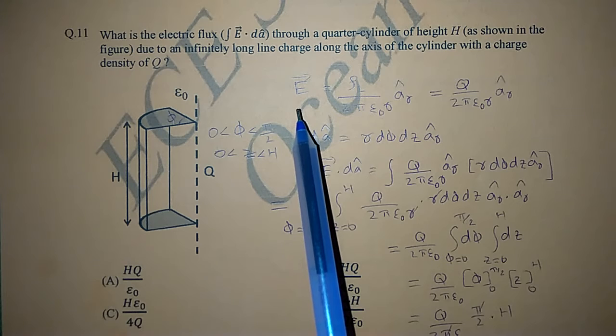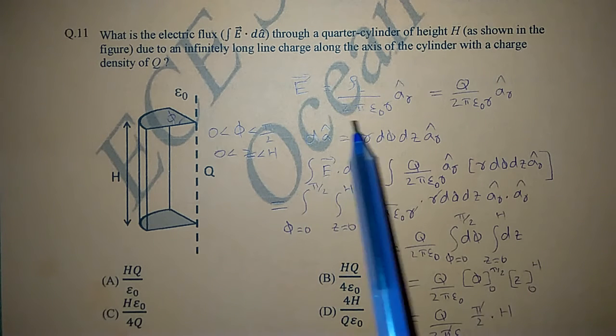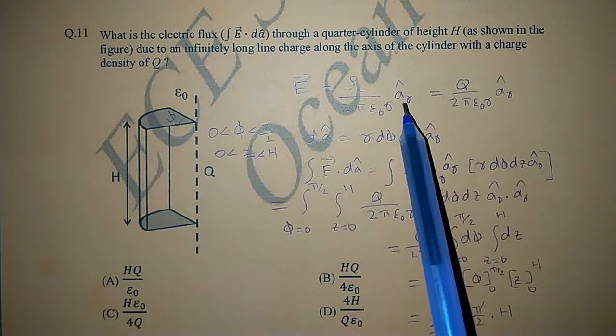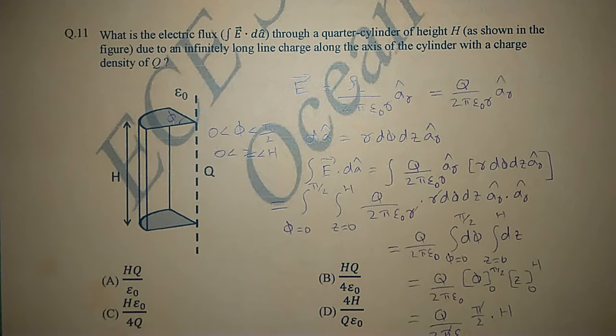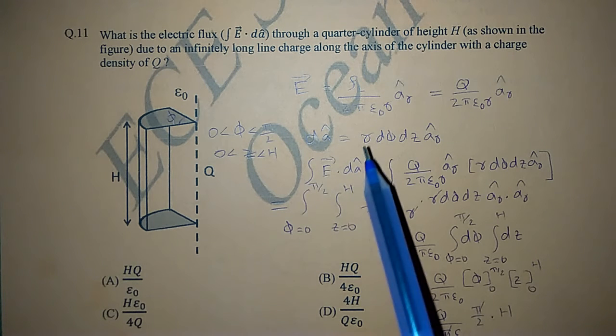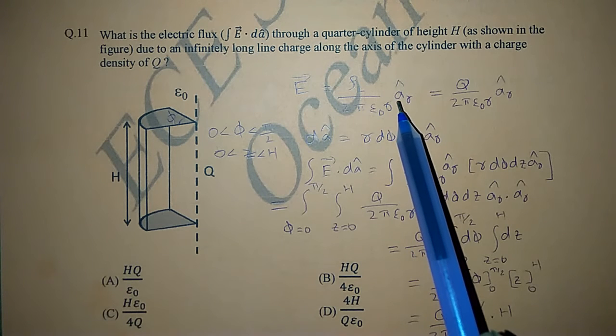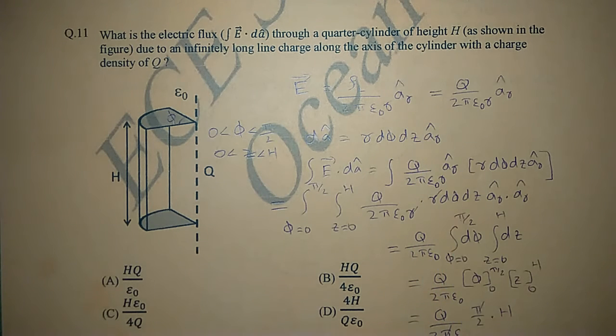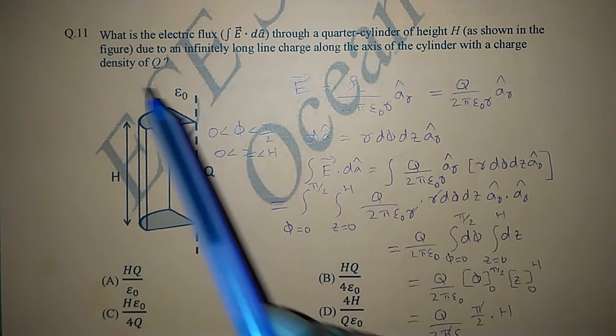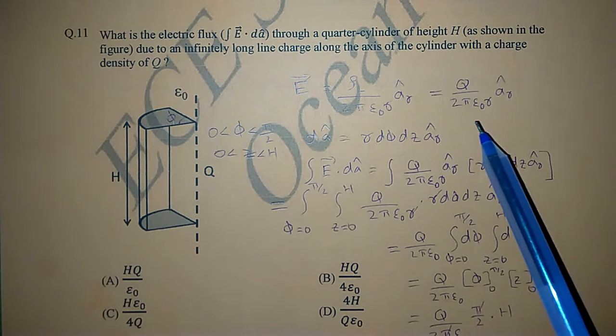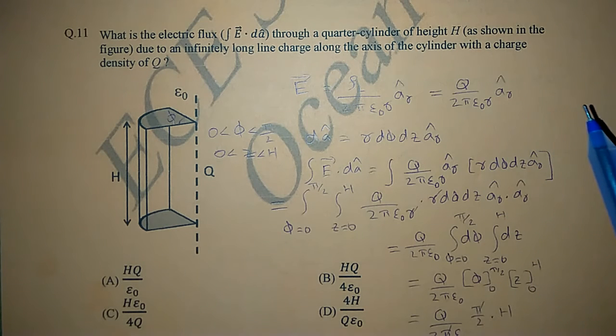the electric field intensity, and its formula is rho L by 2 pi epsilon naught R AR cap, where rho L is the charge density, epsilon naught is the permittivity, R is the radius of the cylinder, and AR cap is the unit vector. From the question, the charge density is given as Q. So this formula becomes Q by 2 pi epsilon naught R AR cap.